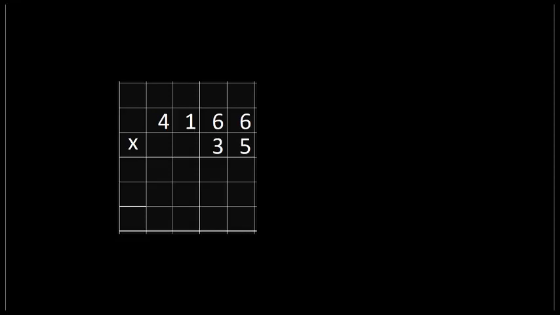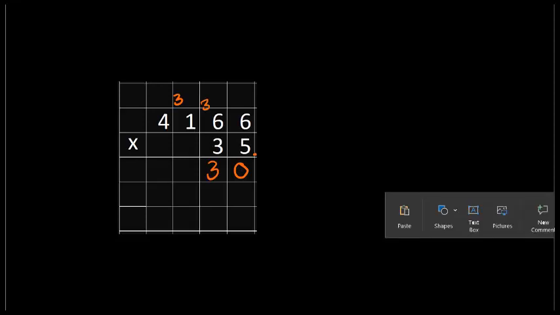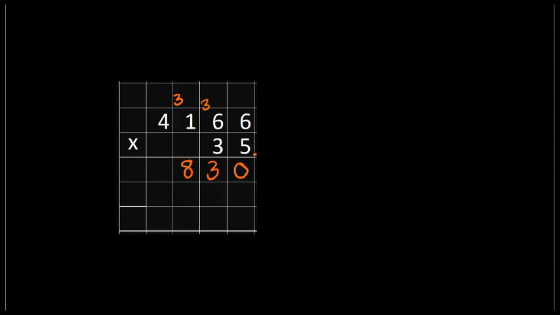4,166 times 35. Let's multiply by 5. So I'm not going to write out the 5 times tables. 5 times 6 is going to be 30. So 5, 10, 15, 20, 25, 30. So that's 0. Carry the 3 over. 5 times 6 is 30. 30 plus 3 is 33. Write the 3 and I carry the 30 over. 5 times 1 is 5. Plus 3 is 8. And 5 times 4, 5, 10, 15, 20. So that's 20. I'll write the full number down because there's no more to carry.